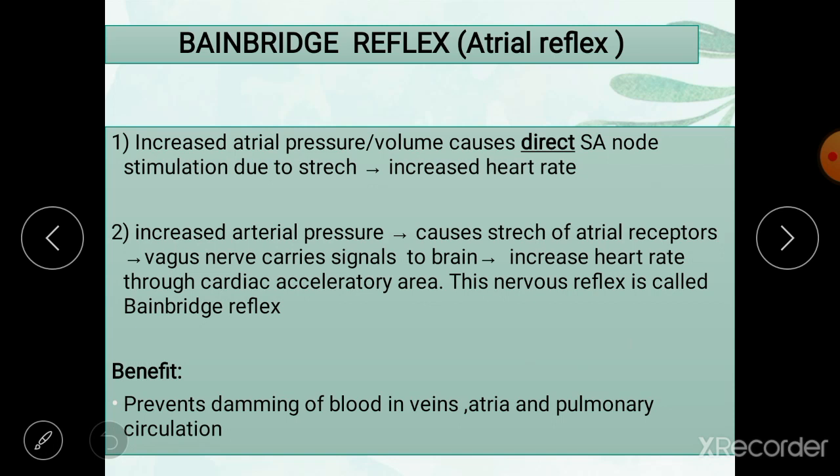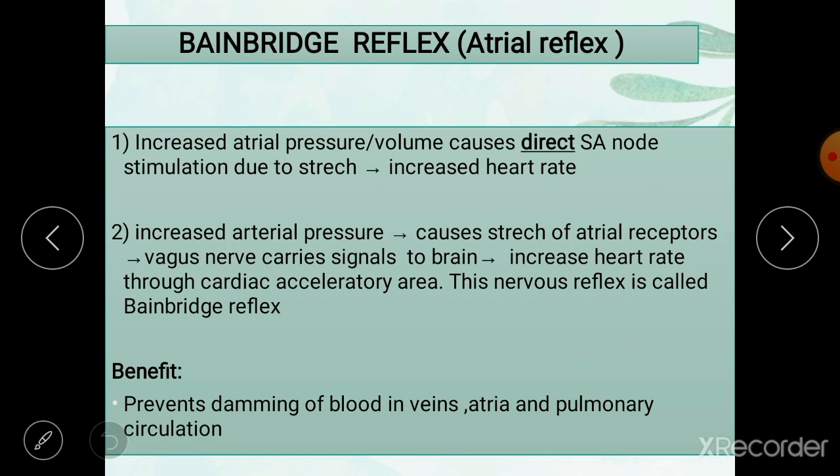Now why does Bainbridge reflex take place? It is a protective mechanism for heart. What happens is when large quantities of blood with high pressure are entering the heart, we do not want this blood to be accumulated within the heart or to stretch the heart to such great values that the elastic tissue of the heart is damaged.